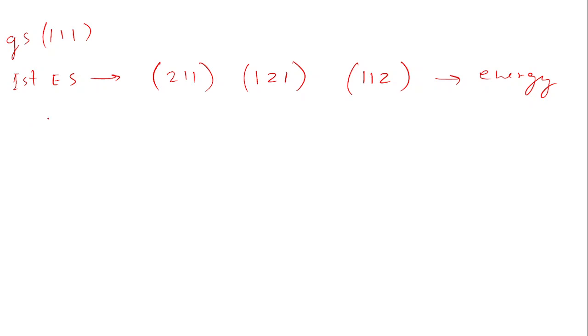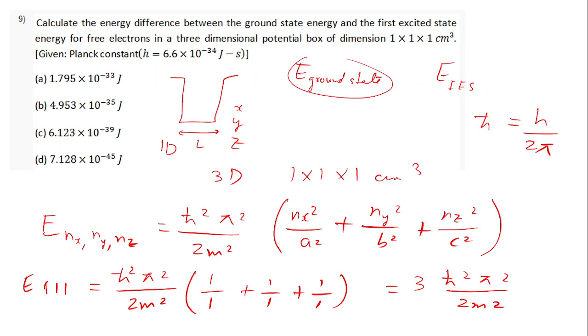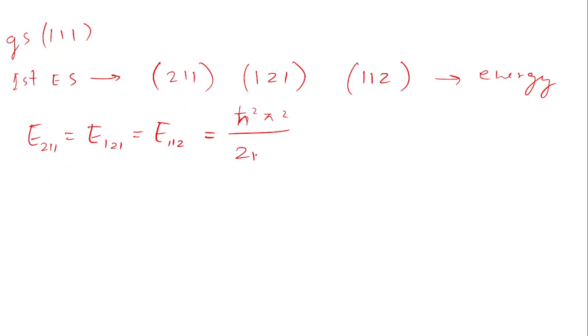Let's see, if we consider, as I said, all these will be same, and the value, if I put this, then I'll see what was the formula: h bar square pi square divided by 2m square, because all three have same value, so I'll just put this.